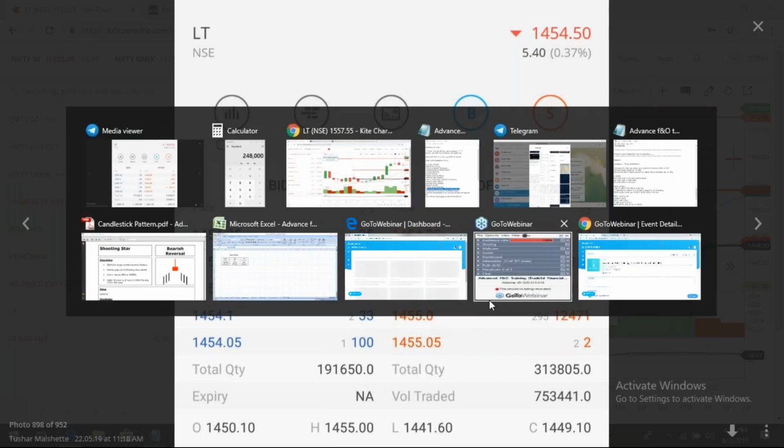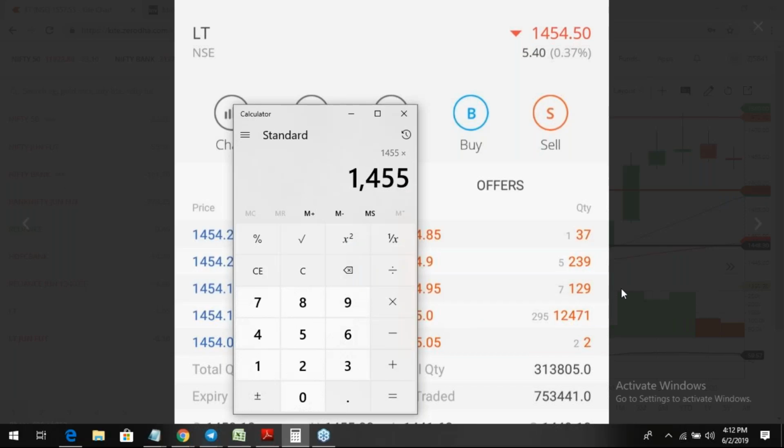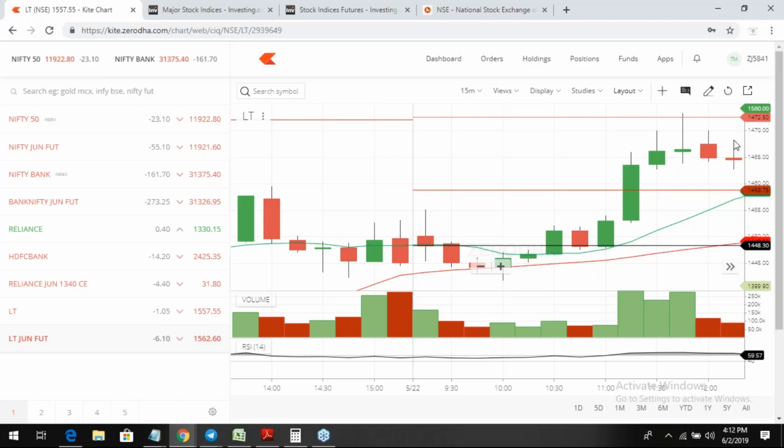1455 into 1% means how much? 1455. So the stock will minimum go to 1469. See where the stock goes. The stock goes up almost 15 rupees, right?